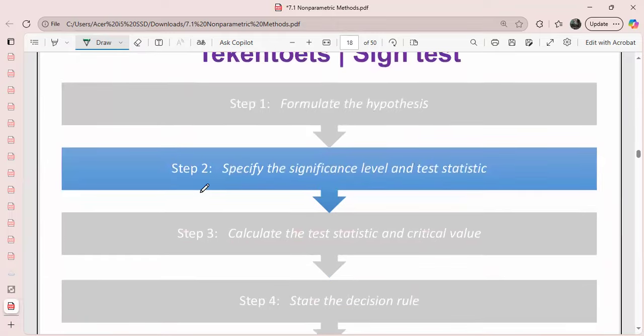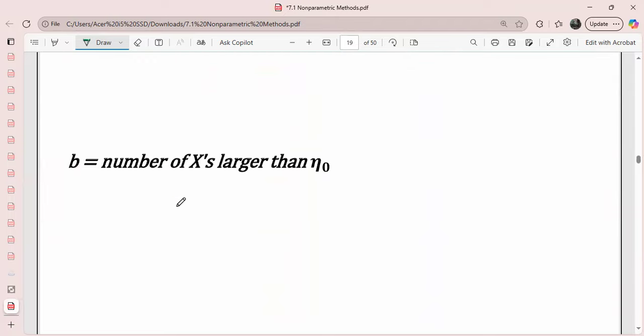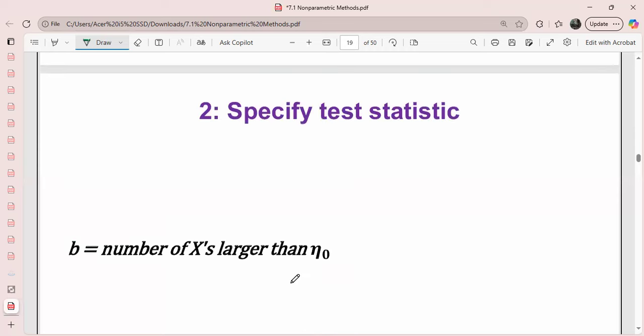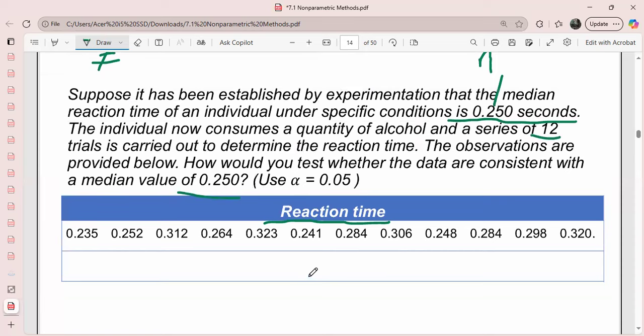Okay, let's go to step number 2, when we specify the significance level and the test statistic. The significance level is already given, alpha is 0.05. And what about the test statistic? Before we look at the test statistic, we have what we call B. B is the number of the x's that are larger than the population median. Our population median was 0.250, and we're also given the reaction times. So we're going to check the values that are larger than the population median of 0.250, looking at the reaction time.